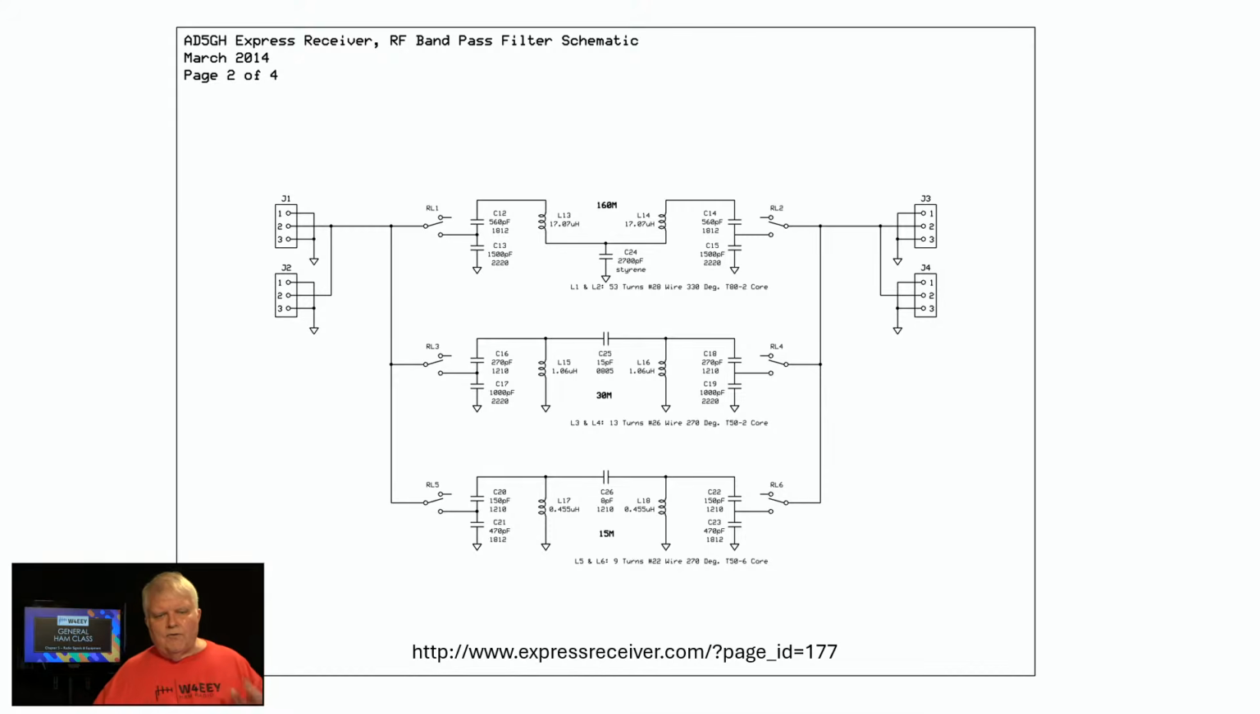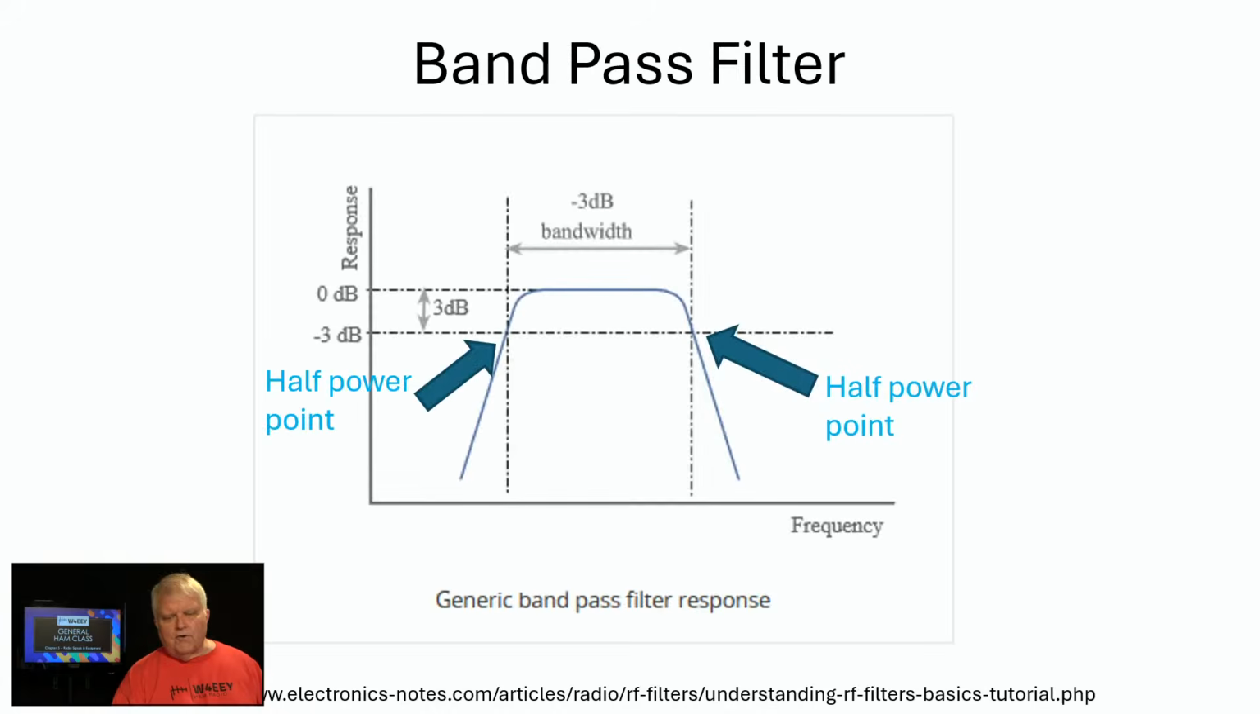So we use design techniques. There are computer programs and other things that you can use to design filters. What we're concerned about is the filter's bandwidth. And by that we mean, what are the half power points?